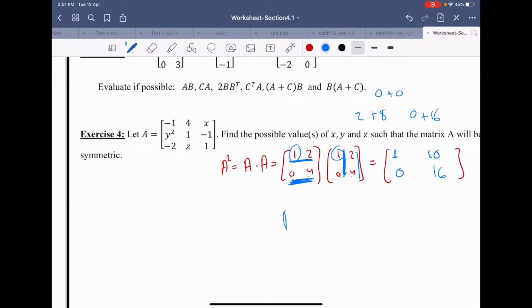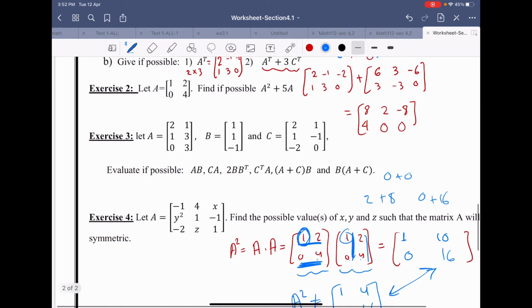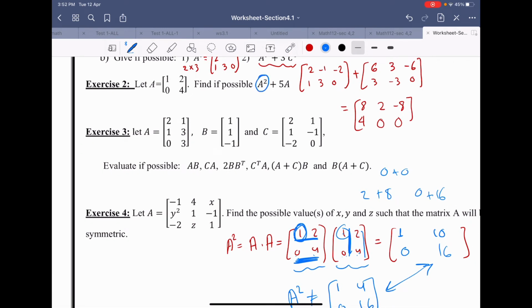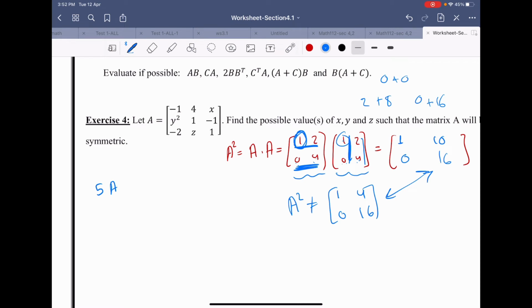Notice that A squared does not equal the matrix you get if I square each element, which is 1, 4, 0, 16. This is different. So if I ask you to find A squared, you're supposed to multiply A with itself, not square all the elements in the matrix. So we found A squared. Now we have to add A squared with 5 times A. 5 times A is 5, 10, 0, 20.